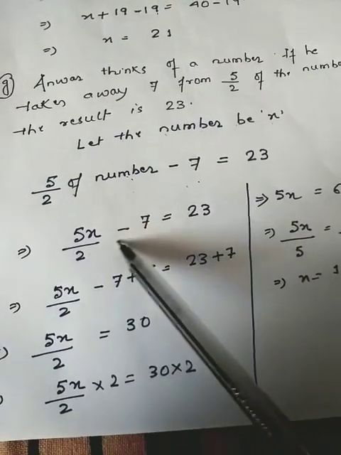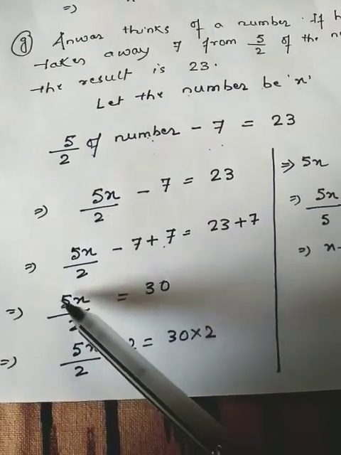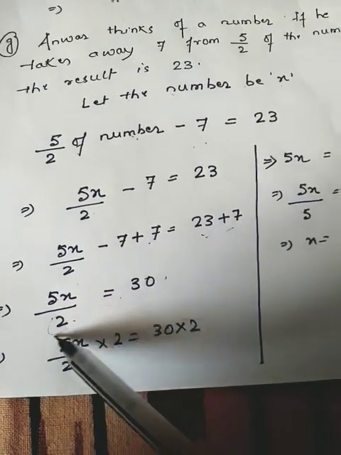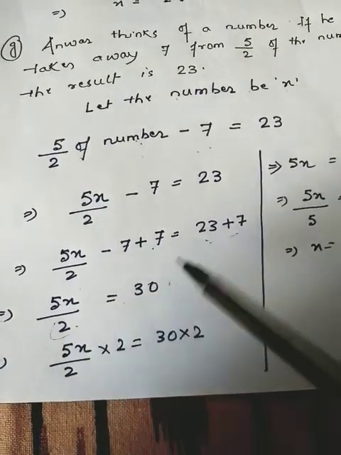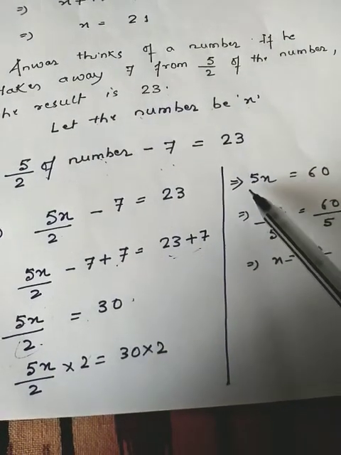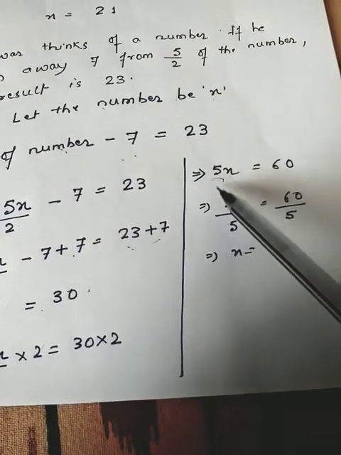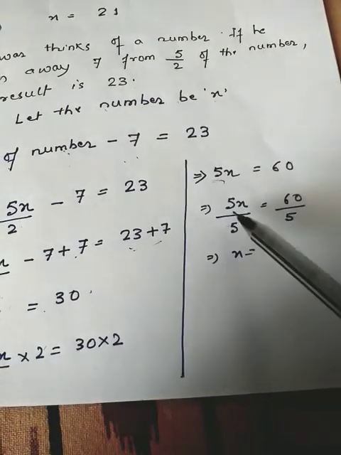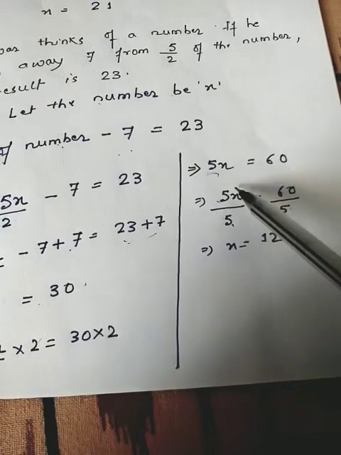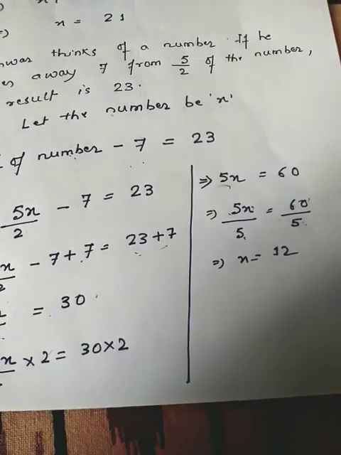First you remove this minus 7. For that you have to add 7 to both sides. So this 7 is removed. So 5x by 2 will be left out, equals 23 plus 7, which is 30. Now you remove this 2. For that you have to multiply by 2. This 2 will cancel. So the required equation will be 5x equals 60. Now finally you have to remove this 5. For that you have to divide by 5 on both sides. So 5x upon 5 equals 60 upon 5. So this 5 will be cancelled and 60 divided by 5 is 12. So the final answer is x equals 12.